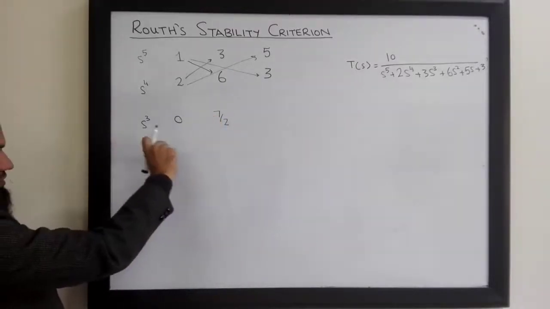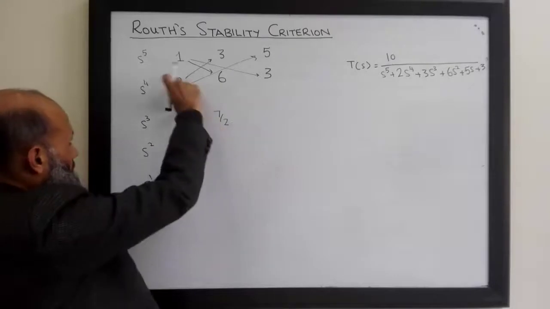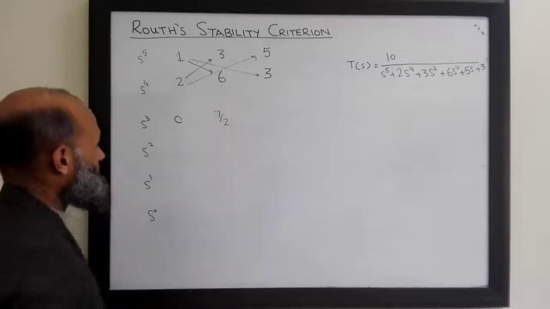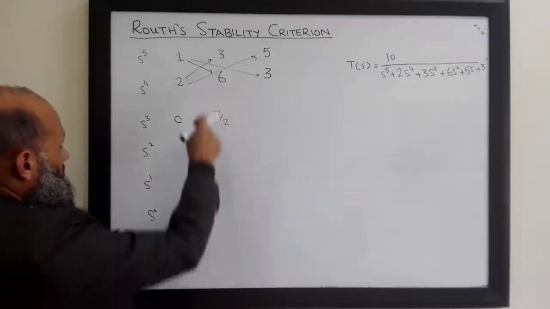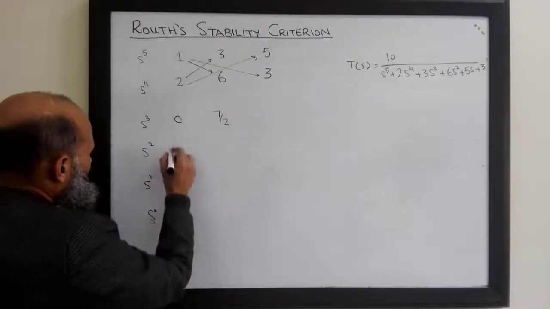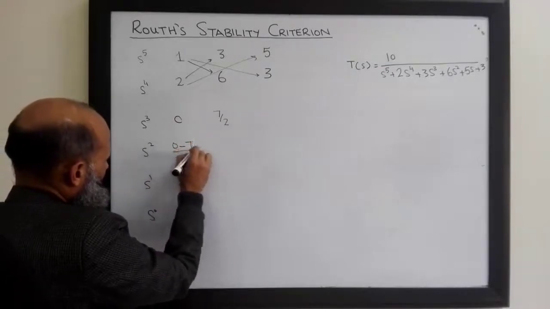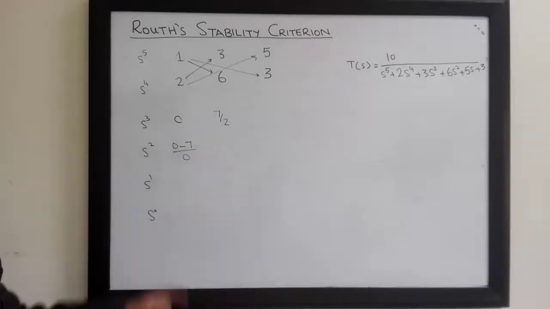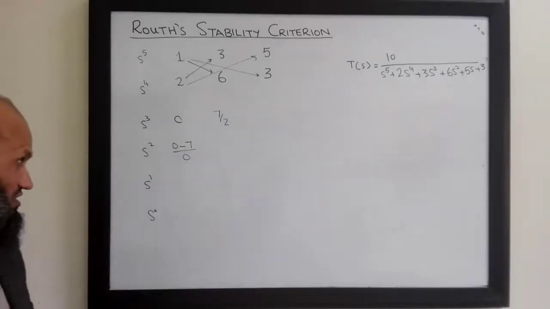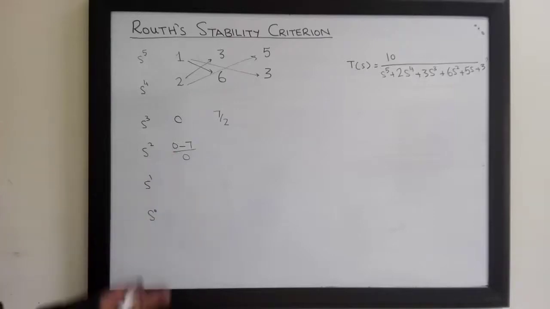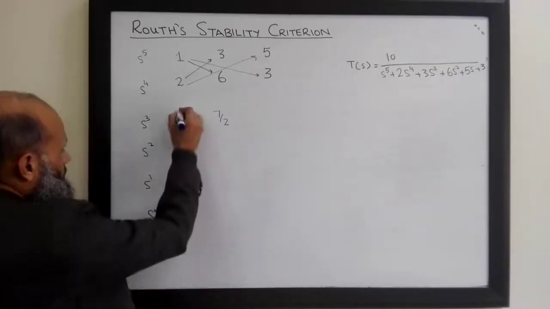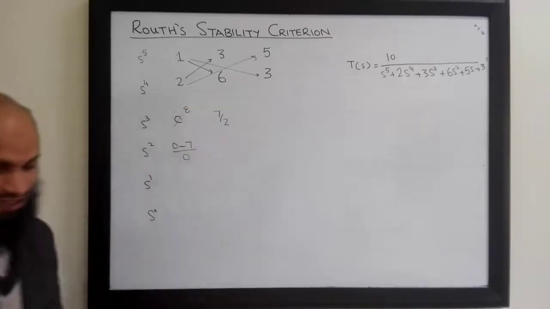Now next the entries in this row are computed from these two rows. So we proceed with that one. 0 multiplied by 6 is 0 minus 7, 0 minus 7 divided by 0. So something divided by 0 is infinity, and we cannot determine the sign of that infinity. So here we have some difficulty. To avoid that difficulty, what we do is replace this 0 with a very small number, let's call it epsilon.